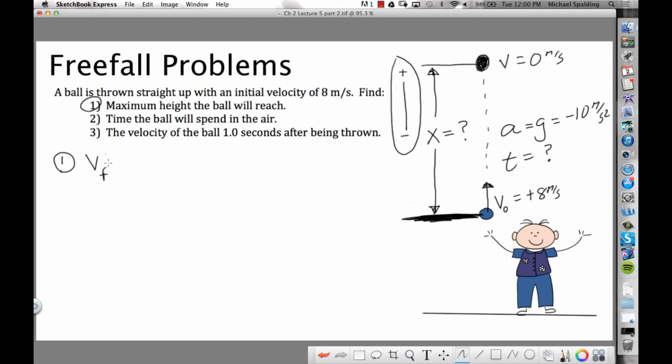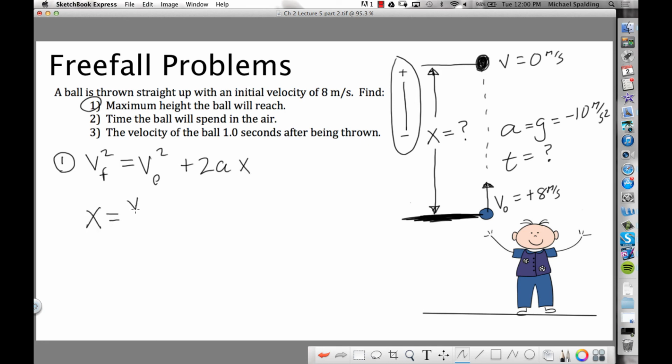V final squared equals V initial squared plus 2AX. Now, show the equation first. I want to make you guys awesome, so when the grader gets your exam in May, they're like, wow, this kid is incredible. Do we put numbers in yet? What are we solving for? X. Do the algebra first.